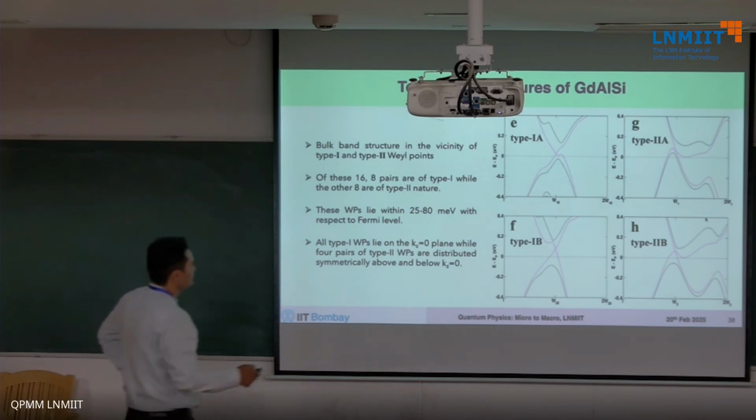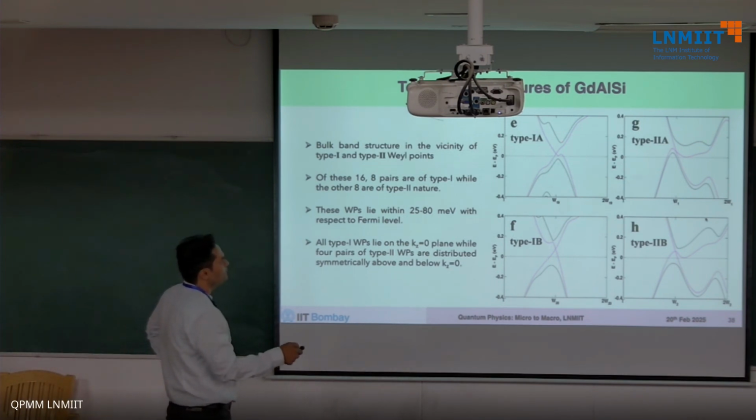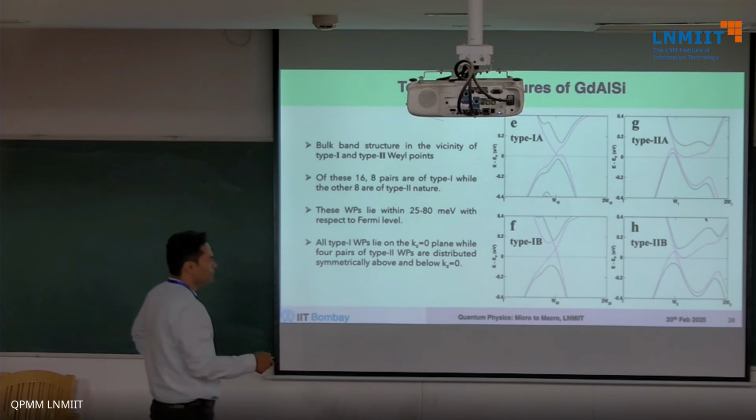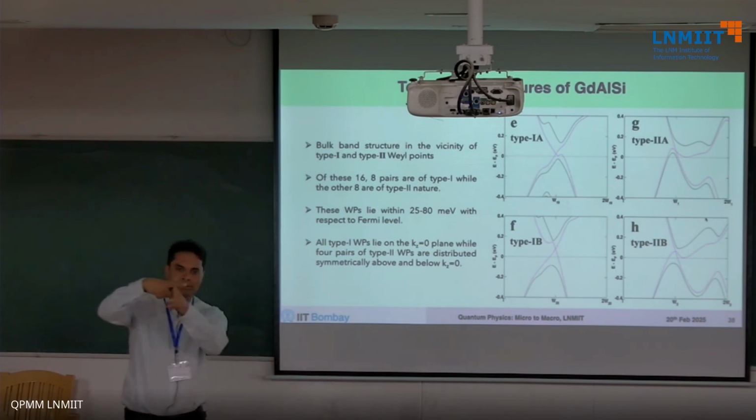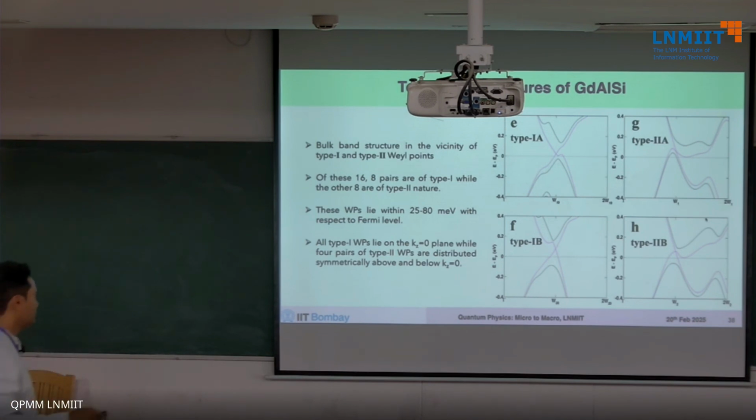So this is just a representation, and you can see that their positions are quite close to the Fermi level, which is important because the closer these crossings are to the Fermi level, the stronger the effect shows up in the material properties.